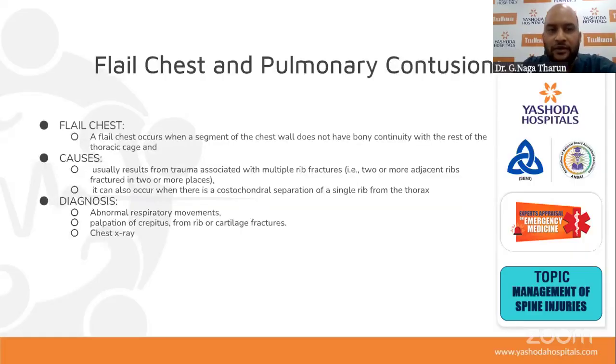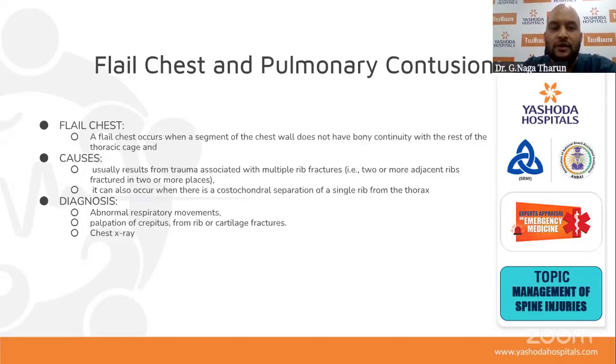And coming to the flail chest and pulmonary contusions. Flail chest occurs when a segment of the chest wall does not have any bony continuity with the rest of the thoracic cage. The cause usually results from trauma associated with multiple rib fractures, that is two or more adjacent ribs fractured in two or more places. It can also occur when there is a costochondral separation of a single rib from the thorax.